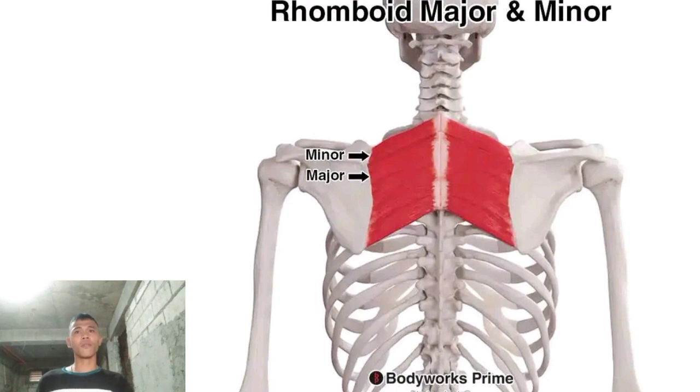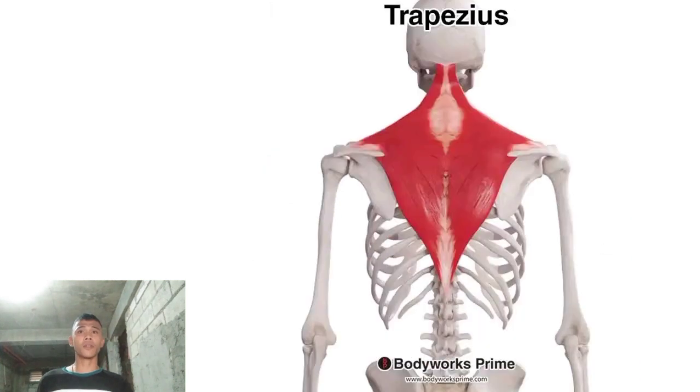Rhomboid. The rhomboids are located in the upper back. They are underneath the trap muscles and not visible from outside. They originate from the spinal column and merge into the scapular base bone. These muscles cannot be seen, but they play a vital role in strengthening the scapulae and in all back movements.